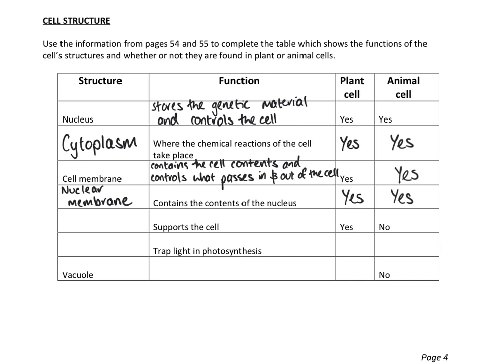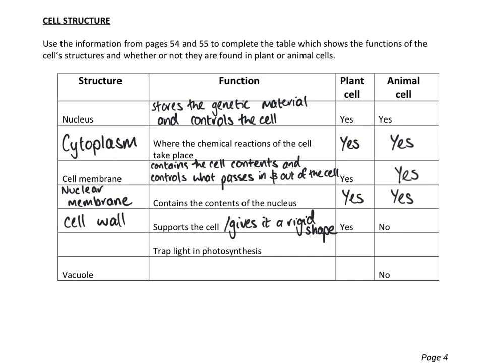Next cell structure is the nuclear membrane. So it's NU and then CLEAR. So NU and then the word clear. Membrane, MEMBRANE, check your spelling, and it contains the contents of the nucleus. Yes, it's present in both plant and animal cells, and that's because both of them contain a nucleus, and the nucleus is surrounded by this nuclear membrane.